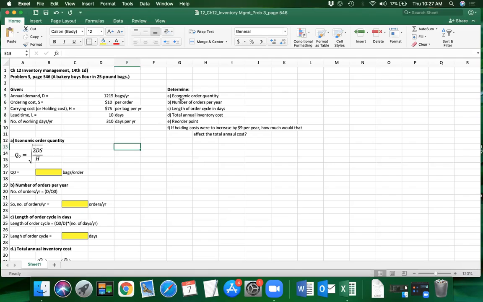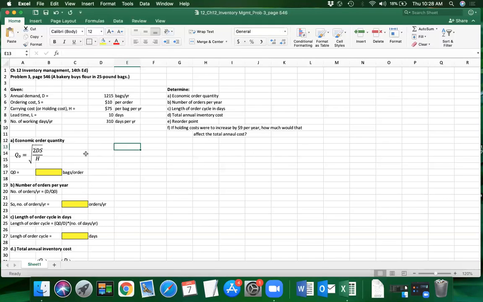We have to find out the economic order quantity, the number of orders per year that we are going to place, the length of the order cycle in days, the total annual inventory cost, the reorder point, and if the holding cost is increased by $9, how much would that affect my total annual cost? So let's get started. Economic order quantity is basically the order quantity that will minimize your total inventory management cost.